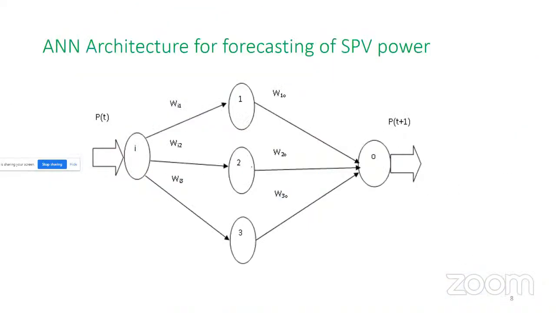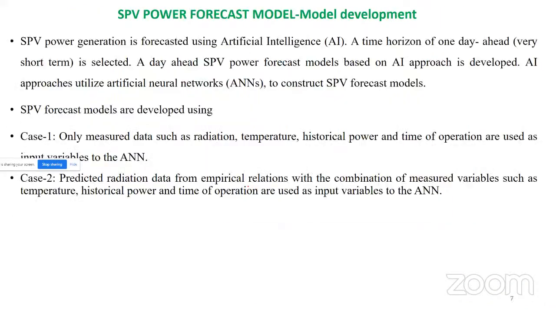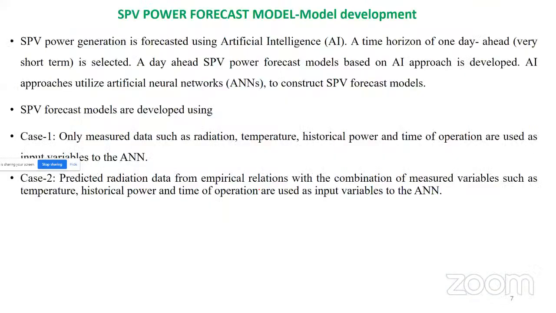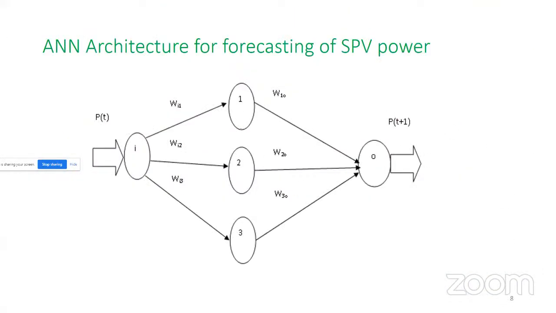So what does it mean? For example, I want to forecast here. If it is P of T, the power, I have to forecast. Maybe I want to take power output at T plus 1, one time step ahead. So what will your corresponding inputs be?